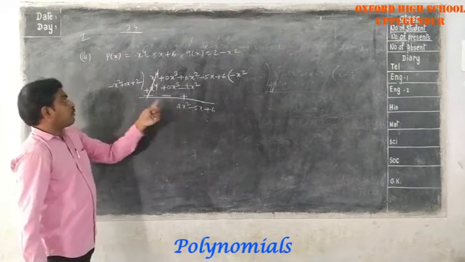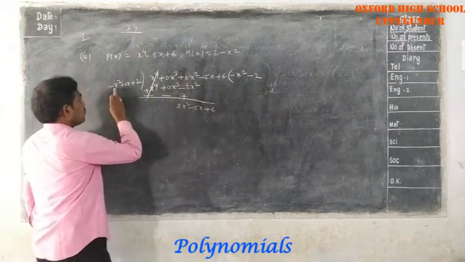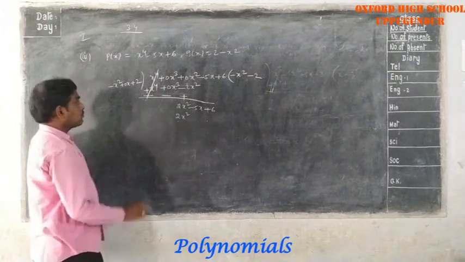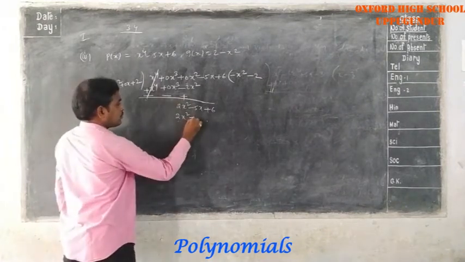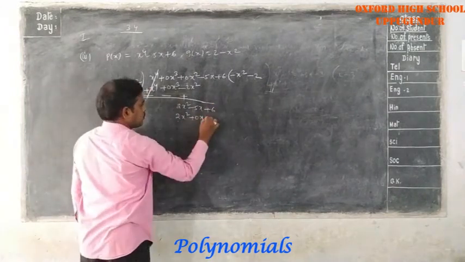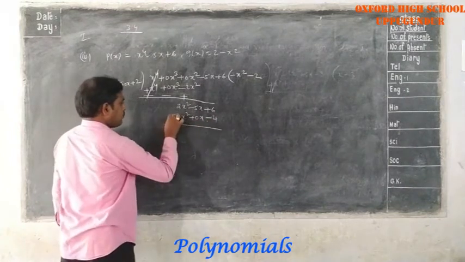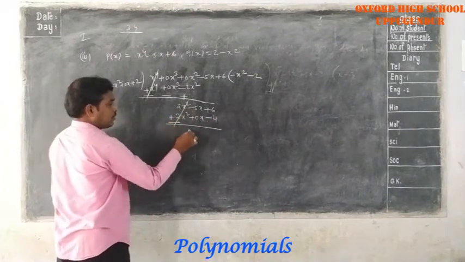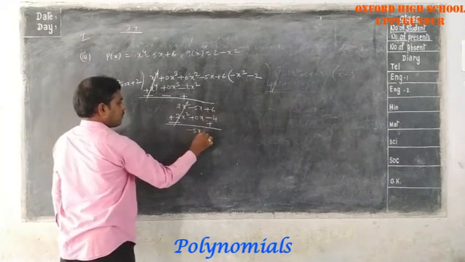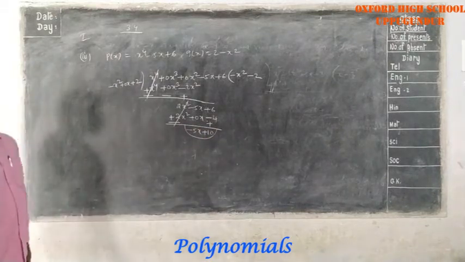So again 2x square by minus x square, you will get minus 2. So minus x square into minus 2, 2x square. 0x into minus 2, 0x. 2 into minus 2, minus 4. Plus becomes minus, this cancels, so you will get minus 5x. Minus becomes plus, 6 plus 4, 10. So minus 5x plus 10 is the remainder.